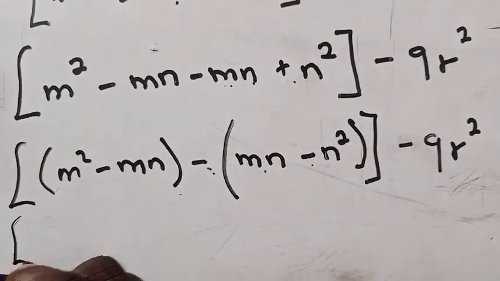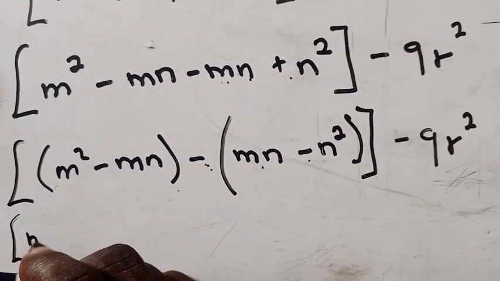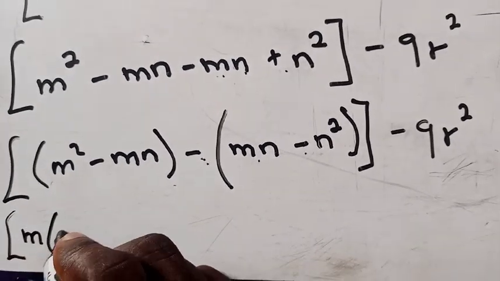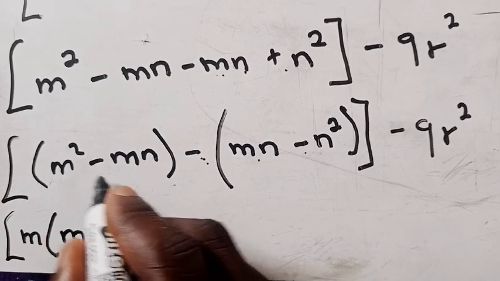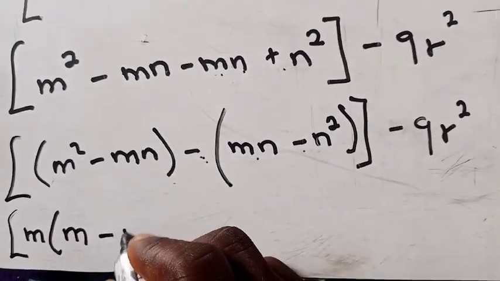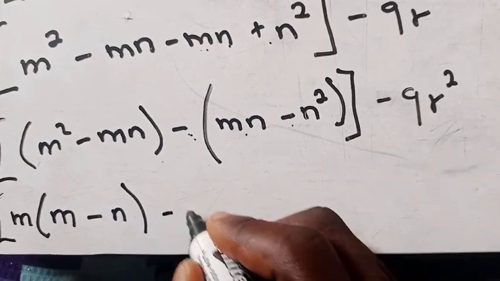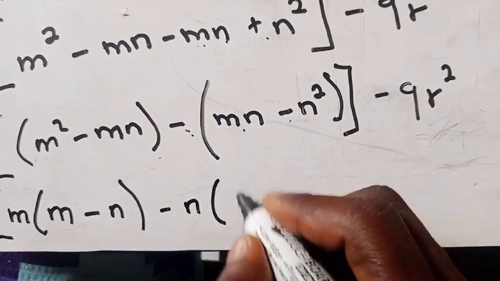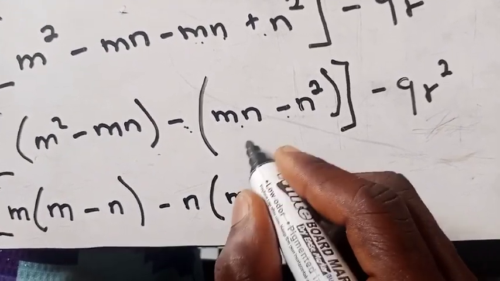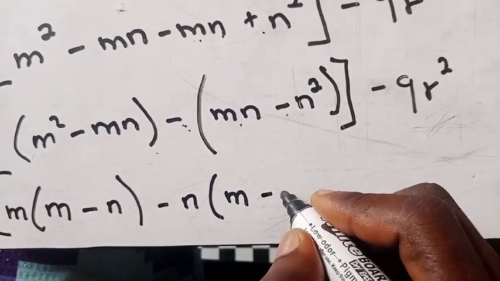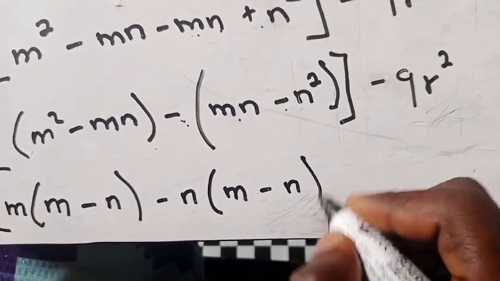So here, what are we bringing out? We are bringing m out, so we have m left here, and then minus n, right? So exactly, what are we bringing out? Negative n, right? So n out, we are left with m, and then minus n, right?